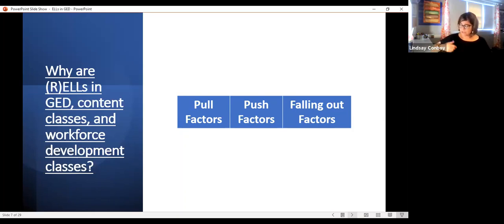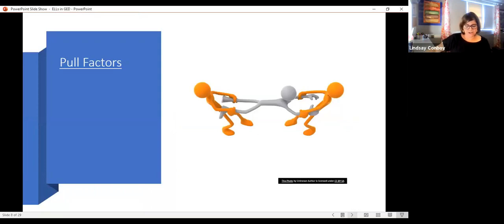So Sugarman says that there are 3 main factors that contribute to English language learners dropping out of high school. So we have pull factors, push factors, and falling out factors. So pull factors are those external factors that are pulling them away from school, such as work, family.